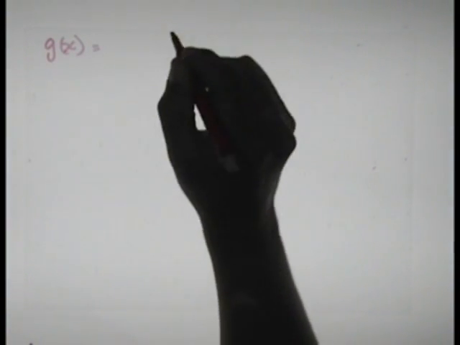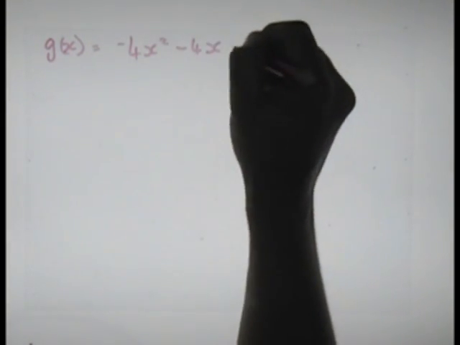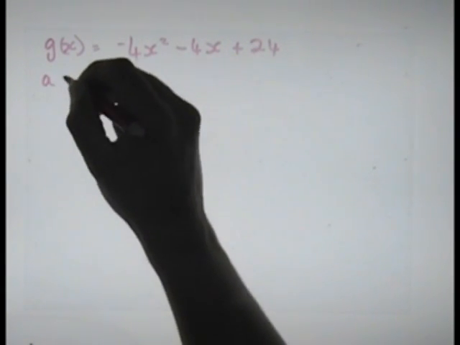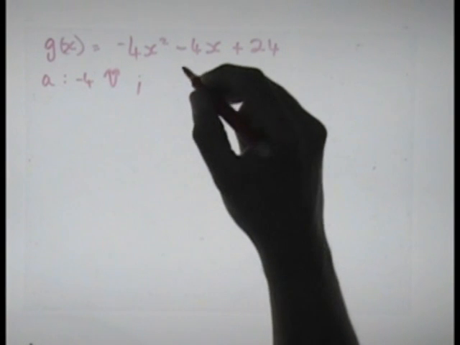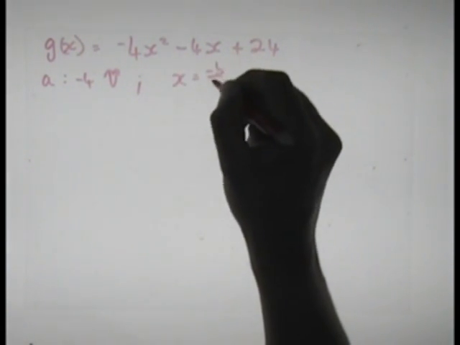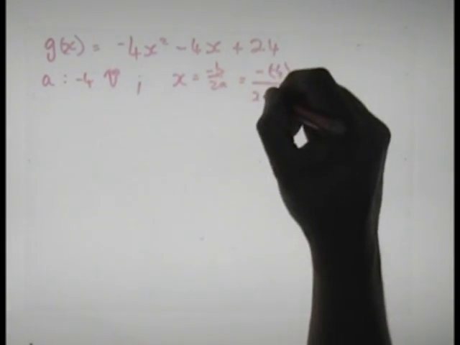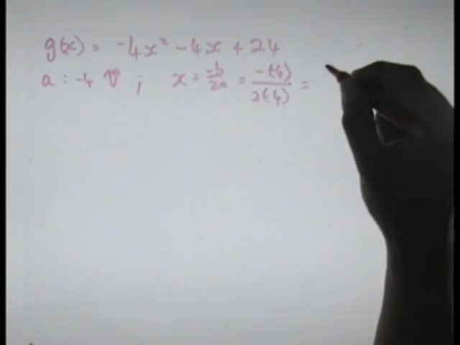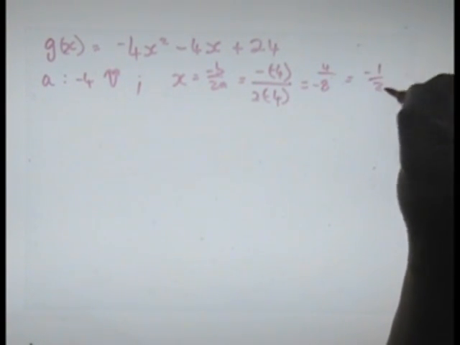The second one I gave you to do read g of x is equal to negative 4x squared minus 4x plus 24. A value in this case is negative 4, which means that it's the frowny face graph. Axis of symmetry is when x is equal to minus b over 2a, which in this case is negative 4 over 2 times negative 4, which is going to give me an answer of positive 4 over negative 8, which is equal to negative 1 over 2.